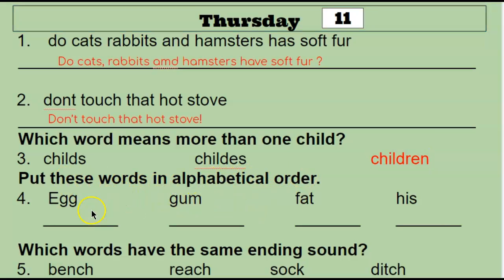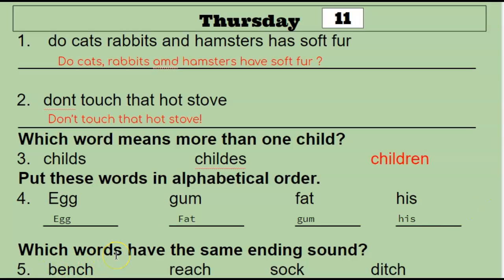Put these words in alphabetical order. So we're going to have four boxes. Okay, so remember, you look at the first letter. We have E, G, F, H. So we know E comes first, and then F, and then G, and then H. So that is how we would put those words in alphabetical order.